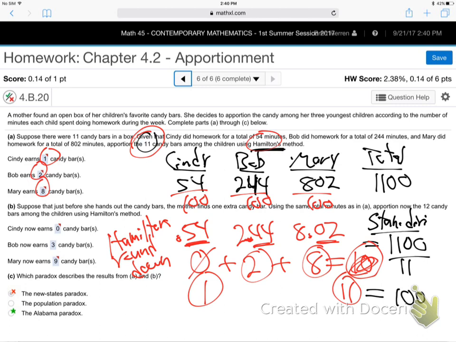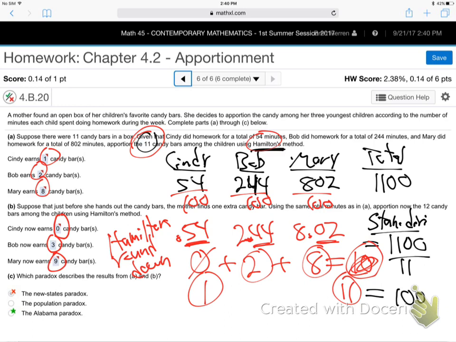Part B. Suppose that just before she hands out the candy bars, the mother finds 1 extra candy bar. This is good news, right? An extra candy bar. There's 12 now. She found an extra one. Using the same method, if you do the whole thing again, but you do it with 12 candy bars, I'm not going to do it. We don't have time. You can see right here. You can write them down. It's going to be the same exact problem for you if you want to write them down. Look at the answers. Look what Cindy gets now. Now that we have more candy bars, nobody did any more homework or anything. It's all the same minutes. We're just breaking up more candy bars now.